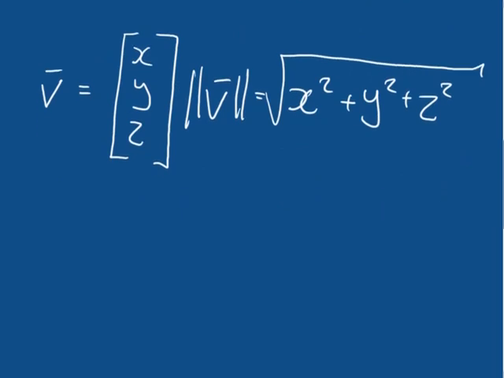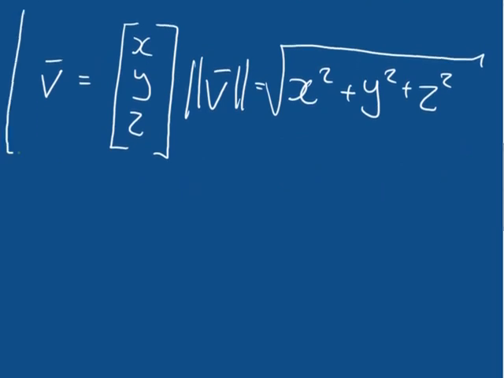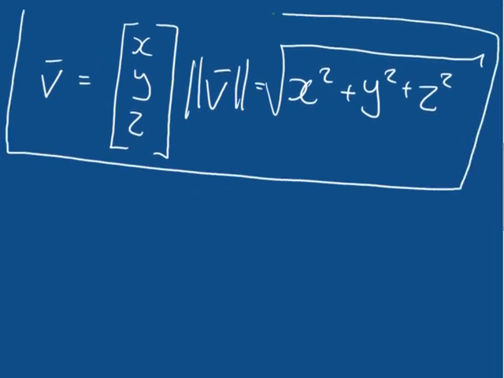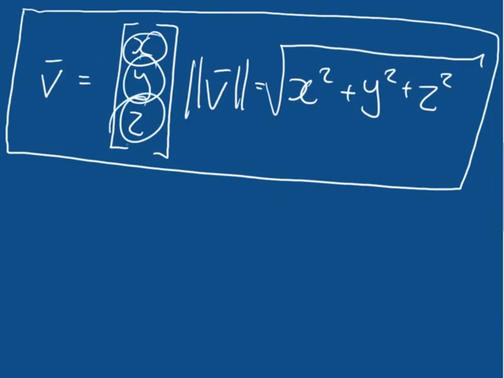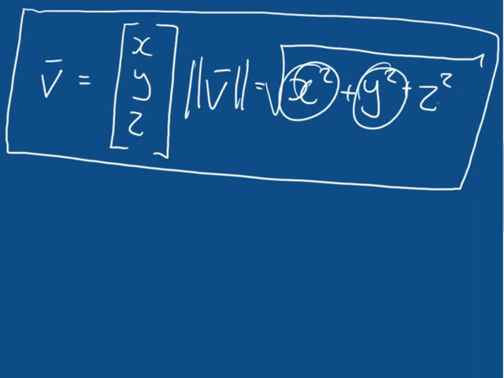So the only important thing really that you need to remember from this video is that if our vector v is equal to x, y, z, so it's a 3D Cartesian vector with an x component, a y component, and a z component, the magnitude of that vector is equal to the square root of x squared plus y squared plus z squared. So that's the only thing that you need to remember.